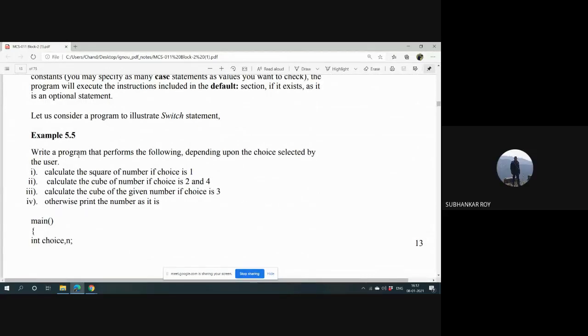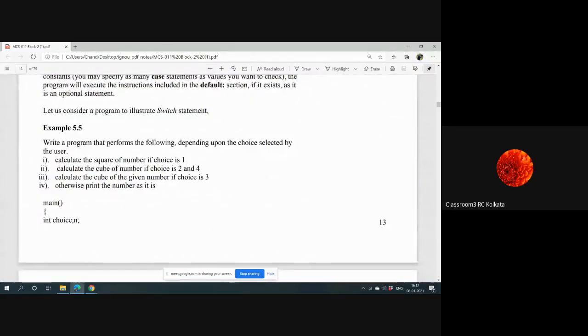Write a program that performs the following depending on the choice selected by the user. Calculate the square of the number if choice is 1. Calculate the square root of the number if choice is 2 and 4. Calculate the cube of a given number if choice is 3. Otherwise, print the number as it is.